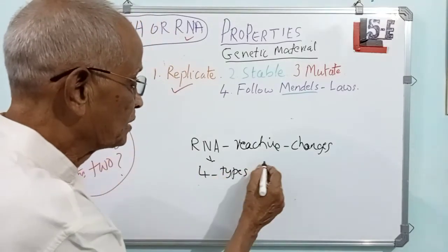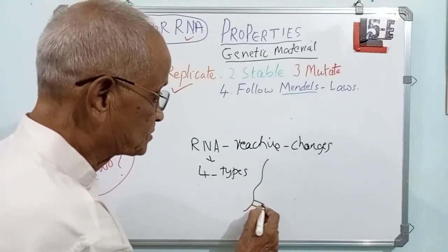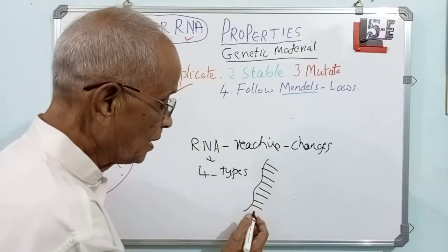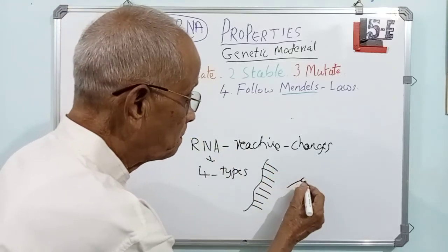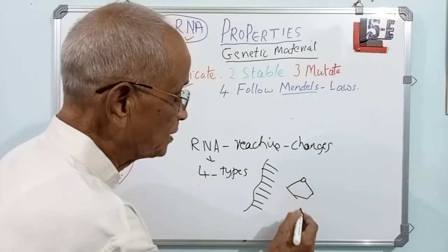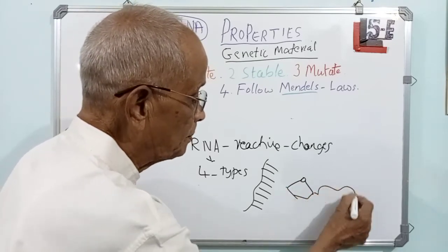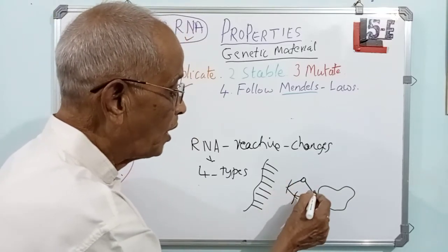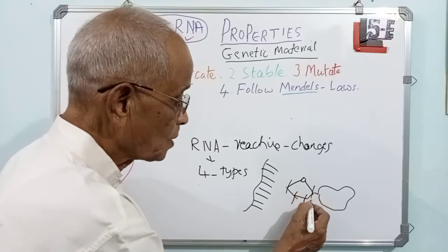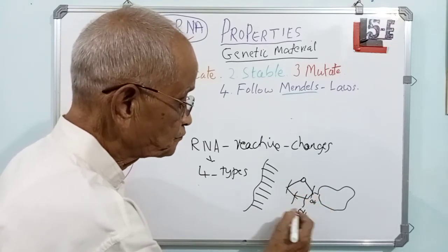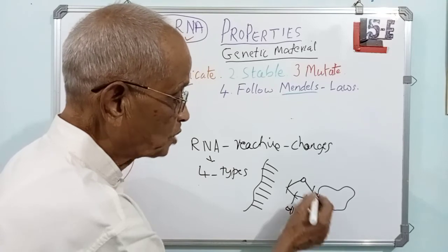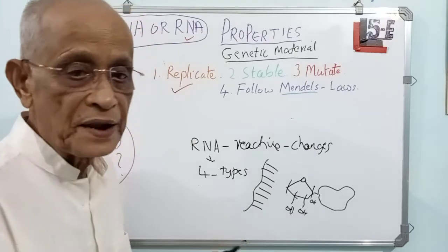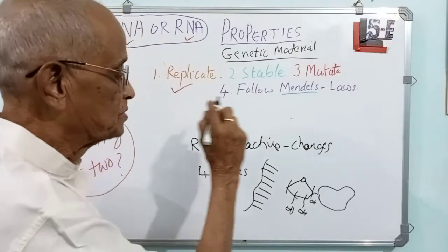Also, it has only a single strand. And if you look at the structure, it has the pentose sugar, and it also has a base. In this sugar, the OH ends are free in the ribose, and that will be highly reactive. Therefore, it is not stable.